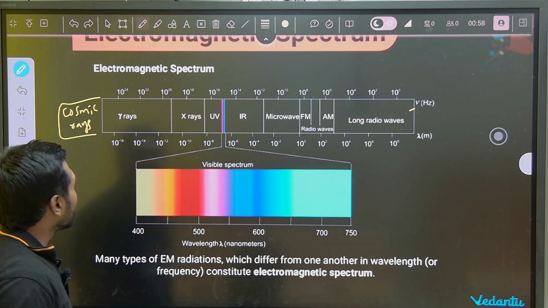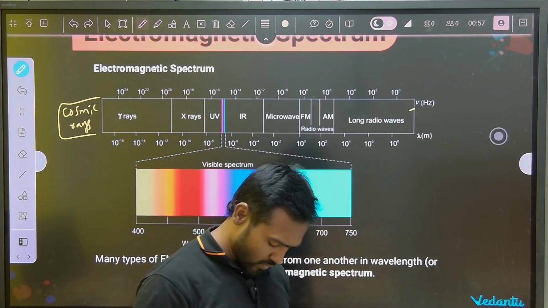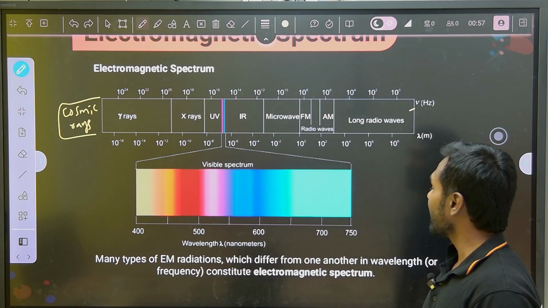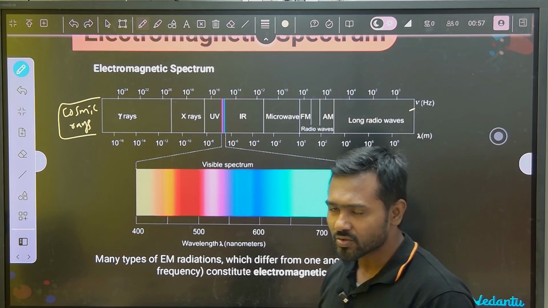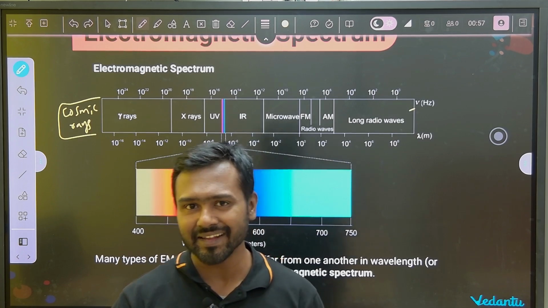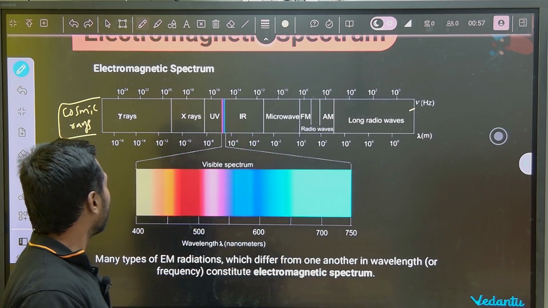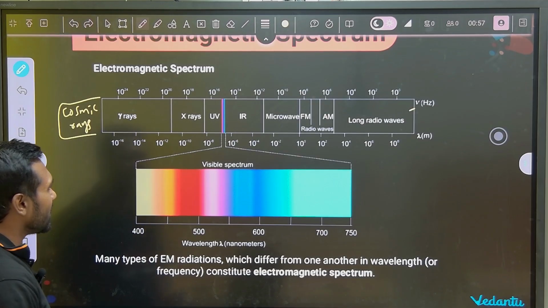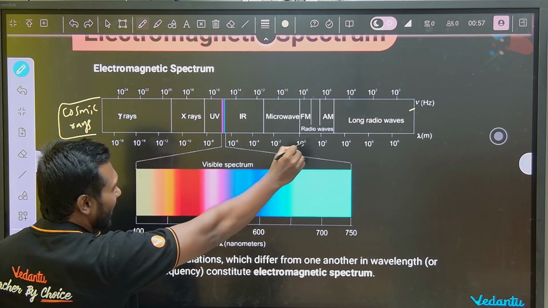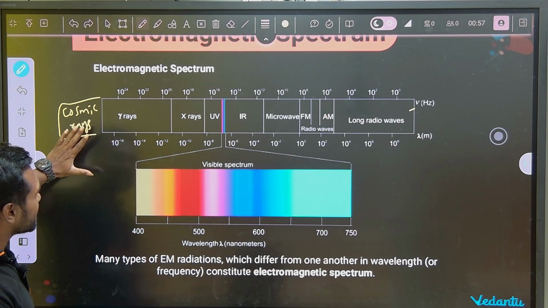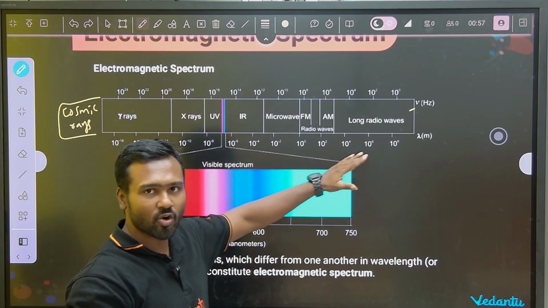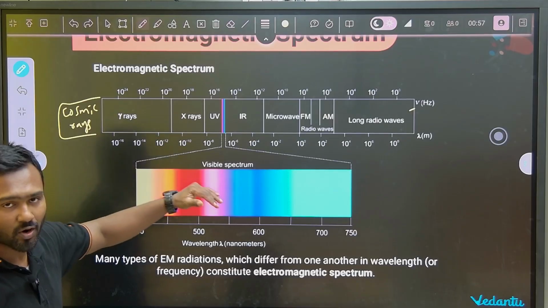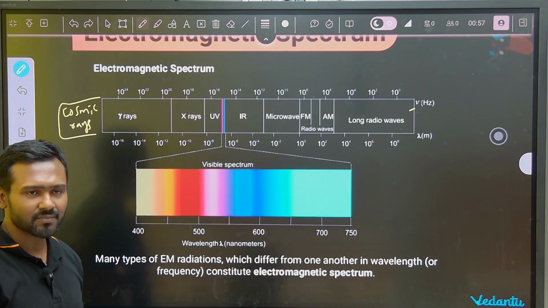So cosmic rays, gamma rays, X-rays, UV rays, and visible and IR, micro, radio, and long radio waves. So in this one, cosmic rays are highly energetic, and next gamma rays and X-rays and UV. See, this is according to the wavelength. Here the wavelength is less, so the wavelength is in the increasing order. Our energy is in decreasing order because all are interrelated.